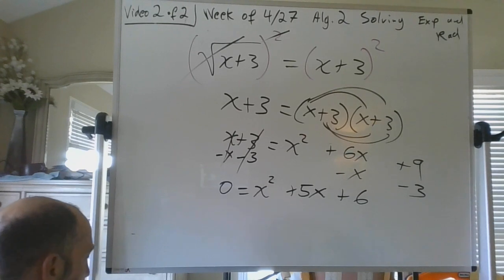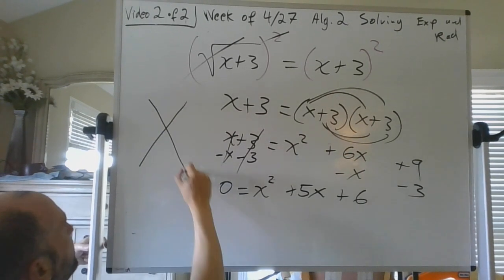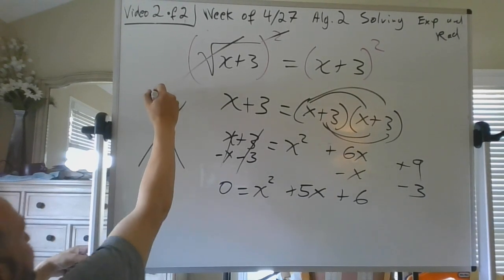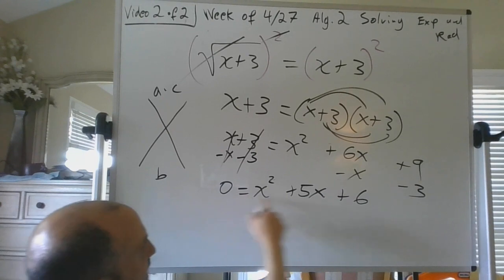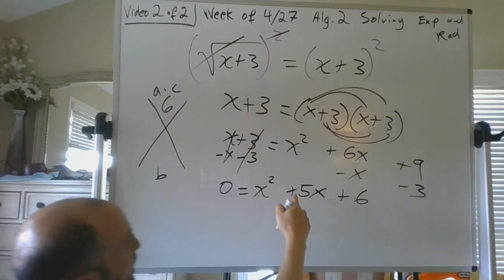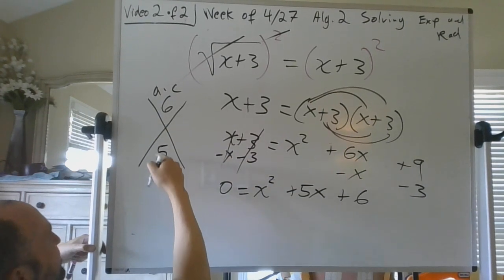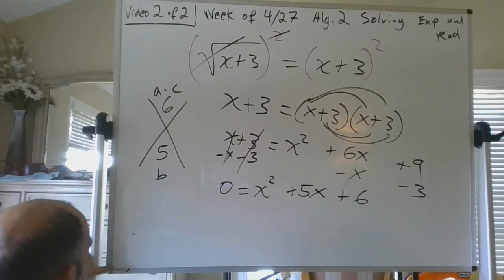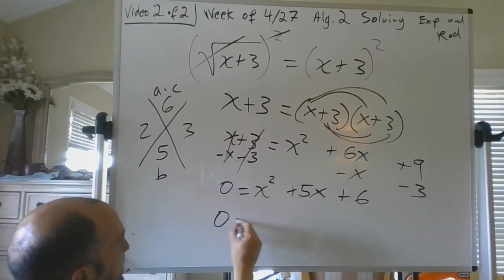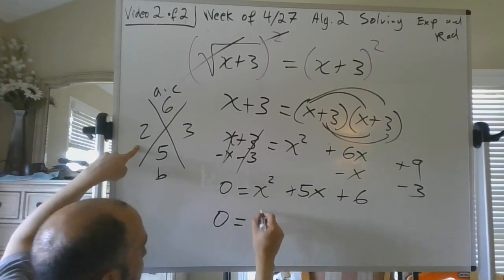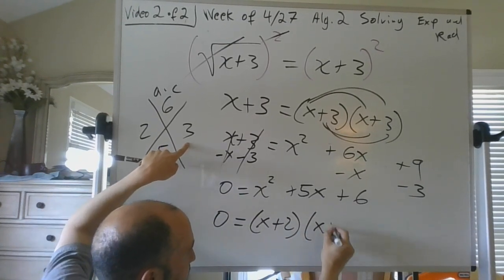Okay. Now, some of you could probably factor this in your head and figure this out, but I'm just going to do x method just to do it step by step. A times c goes up here. Some of you call it diamond method. That's fine. A times c is 6. B is 5. What two numbers multiply to 6 and add up to 5? That is going to be 2 and 3. So we're going to rewrite this as, watch this, x plus 2 and x plus 3.